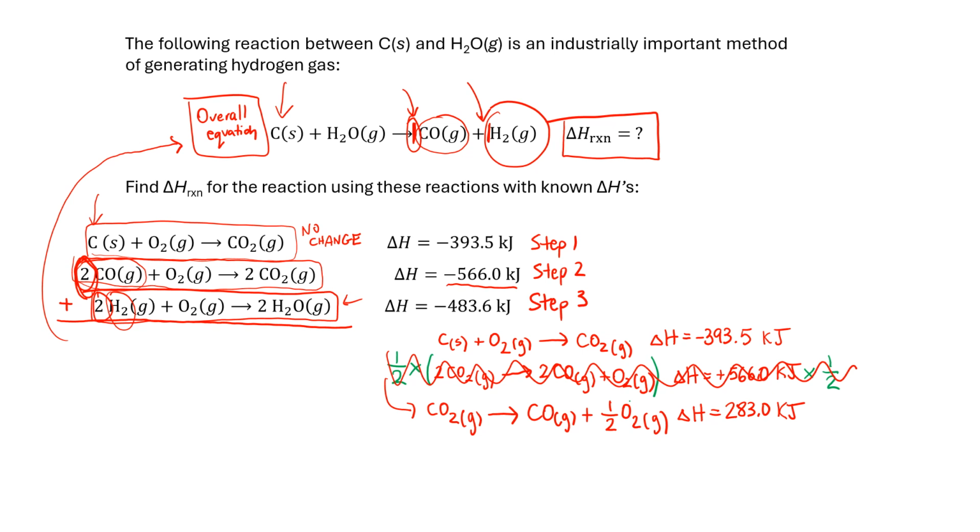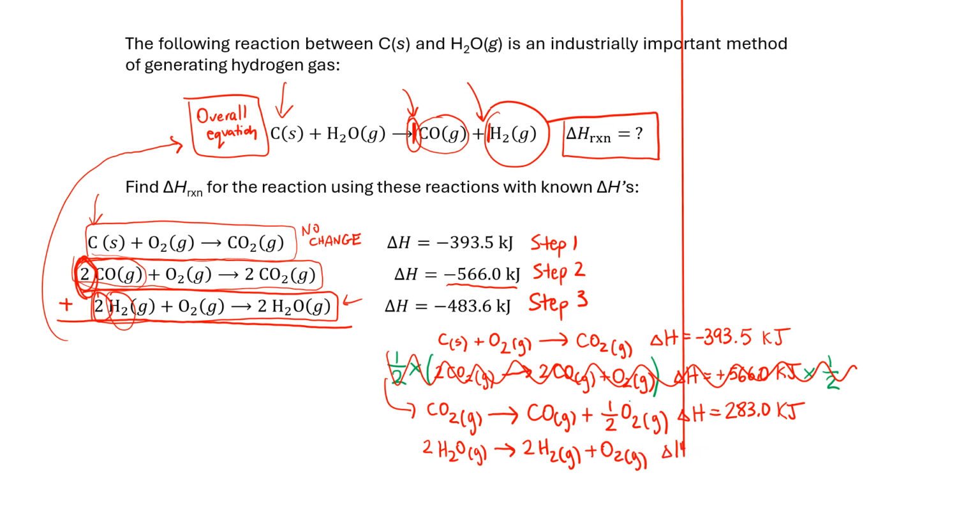And if we're going to do that to the equation, we have to do the same thing to delta H, where we have to reverse the sign and multiply by half. So let's do that. I'm just going to write out the flipped version over here. So we got 2H2O makes 2H2 gas plus O2 gas.